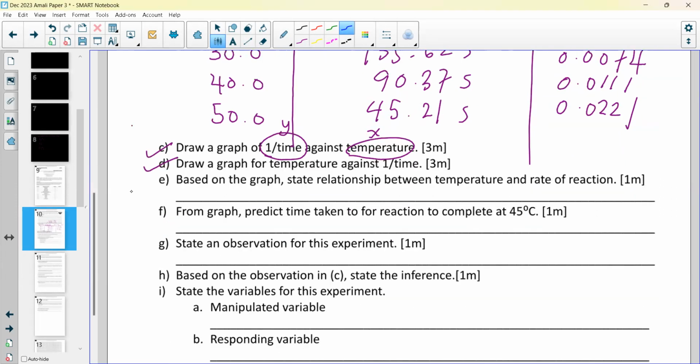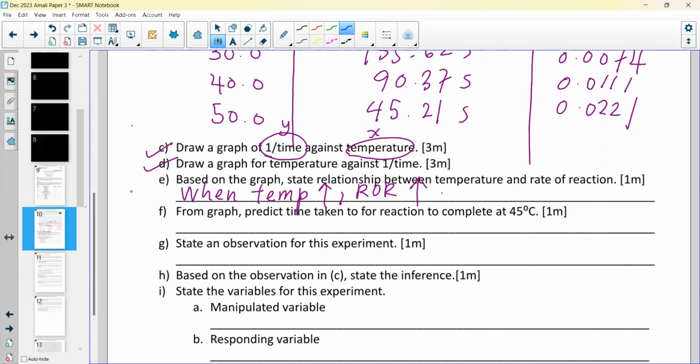Let's check on the questions. Based on the graph, what is the relationship between temperature and rate of reactions? Dina, give me your answer. When temperature increases, rate of reaction increases. Okay?